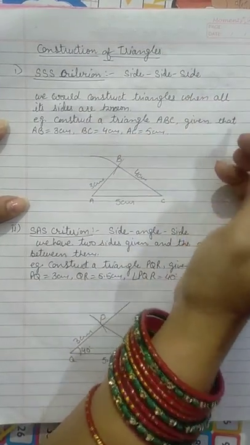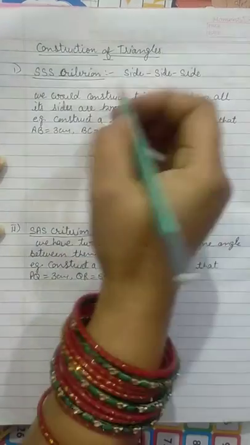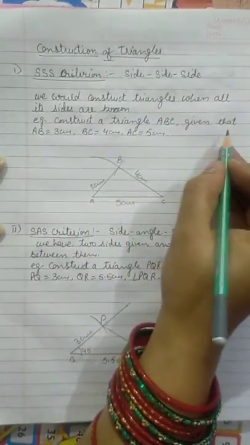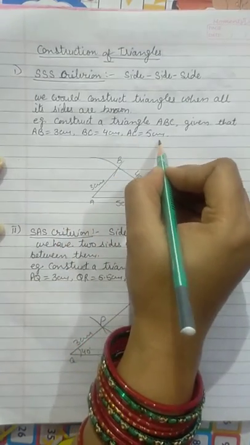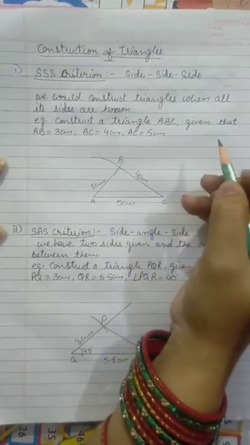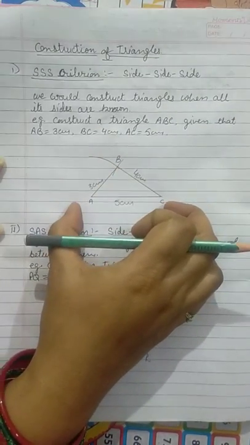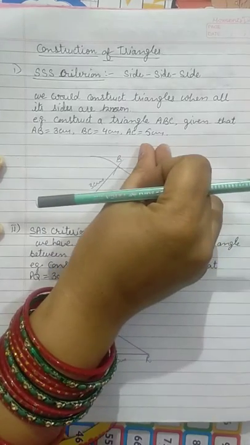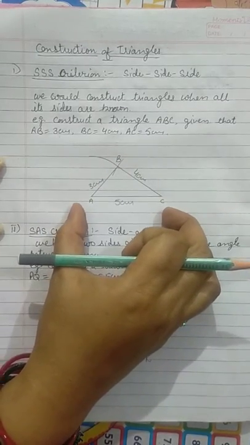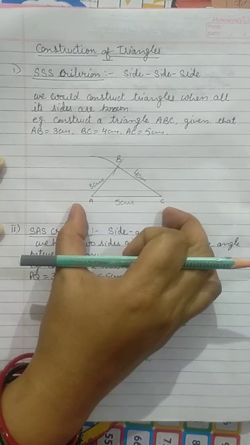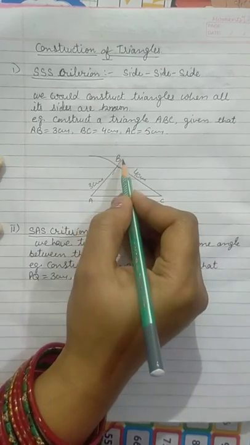For example, see here, I have drawn an example for you: construct a triangle ABC given that AB is 3 cm, BC is 4 cm and AC is 5 cm. First of all, you can take any side of this triangle as the base. I have seen that AC is the greatest length of the sides, so I have taken AC as the base. Fine. Then, if the triangle is ABC and AC is the base, then B will be on this side.